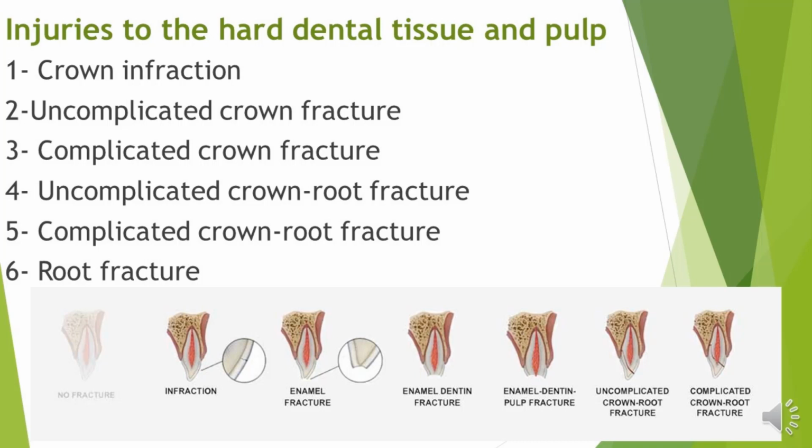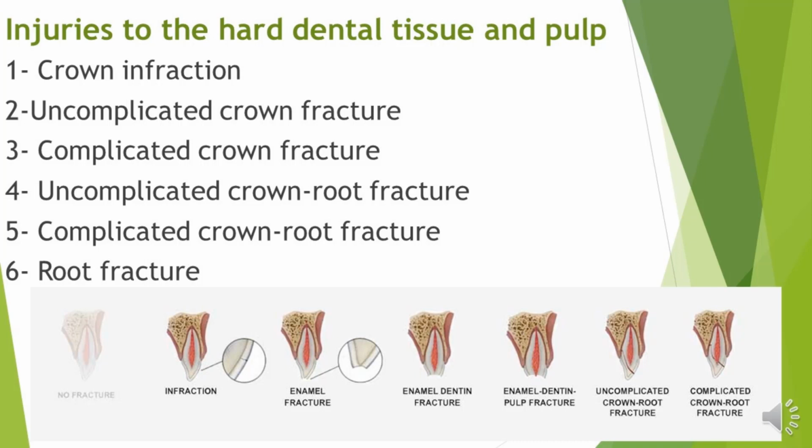Uncomplicated crown root fracture. هنا الفراكتشر will include enamel, dentin, cementum without pulp exposure. Complicated crown root fracture. بهالحالة راح يصير الفراكتشر وين؟ معناها الفراكتشر بالانامل، بالدنتين، بالسمنتم and زائدا pulp exposure. Root fracture involving dentin, cementum and the pulp.